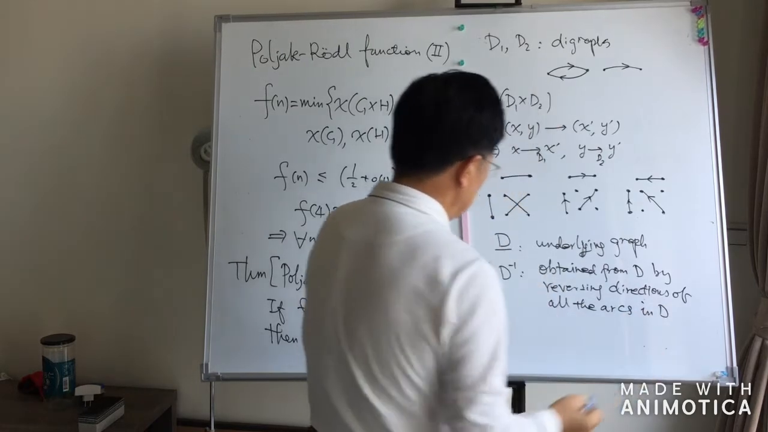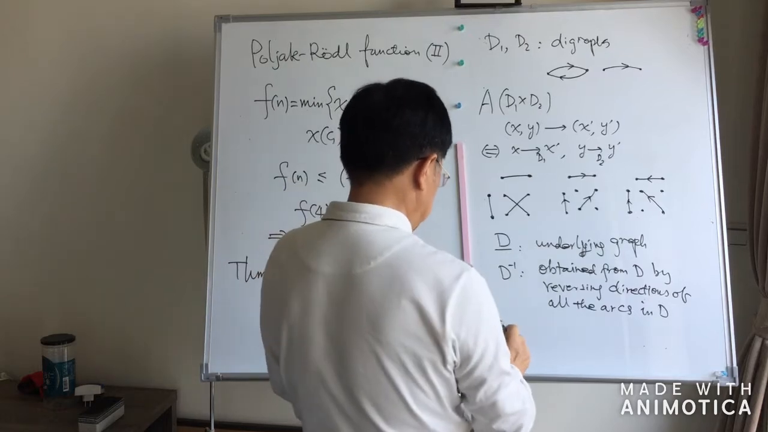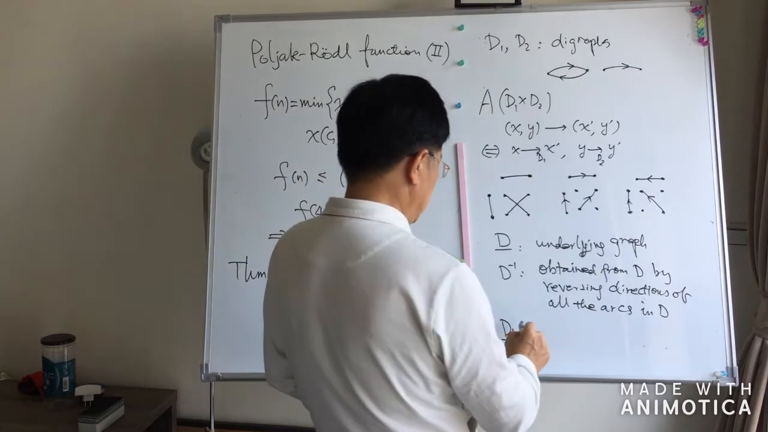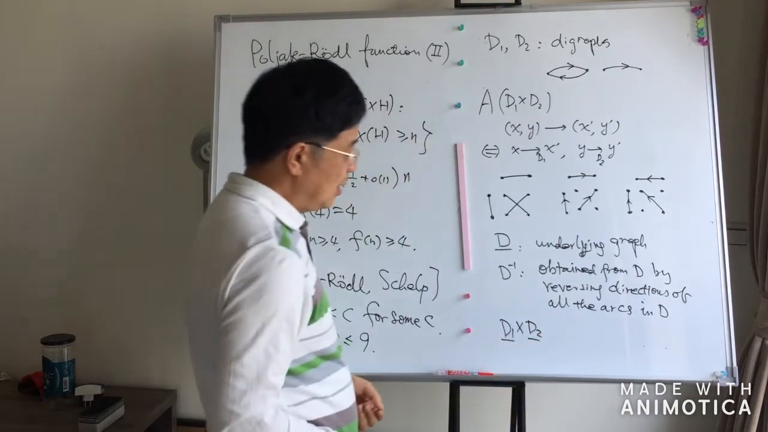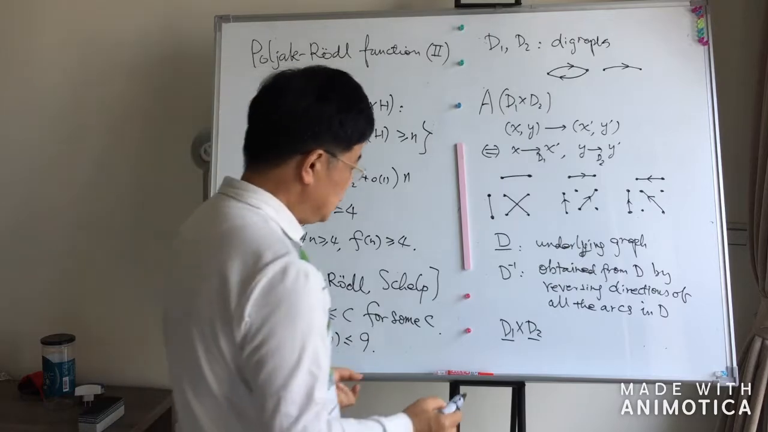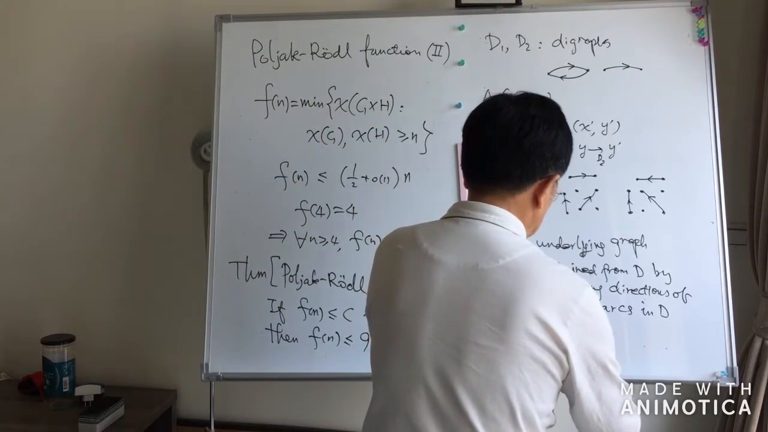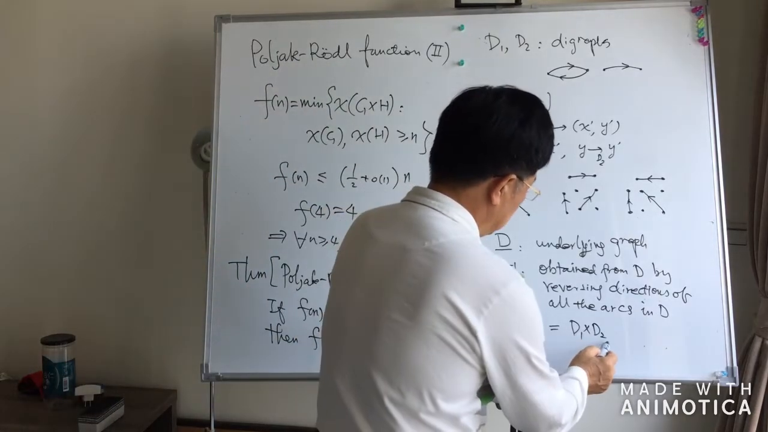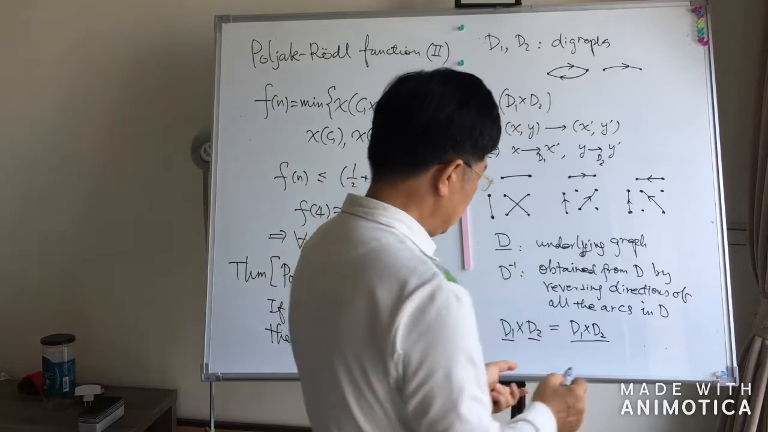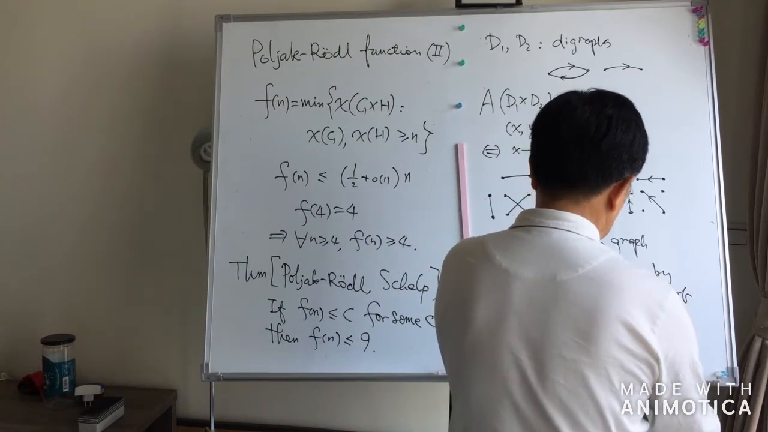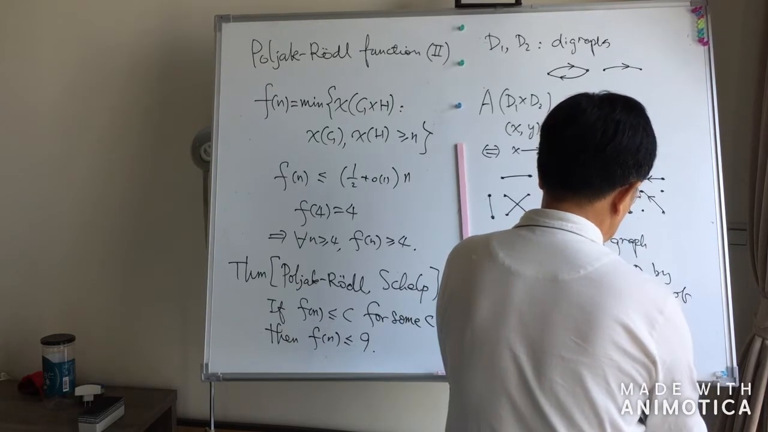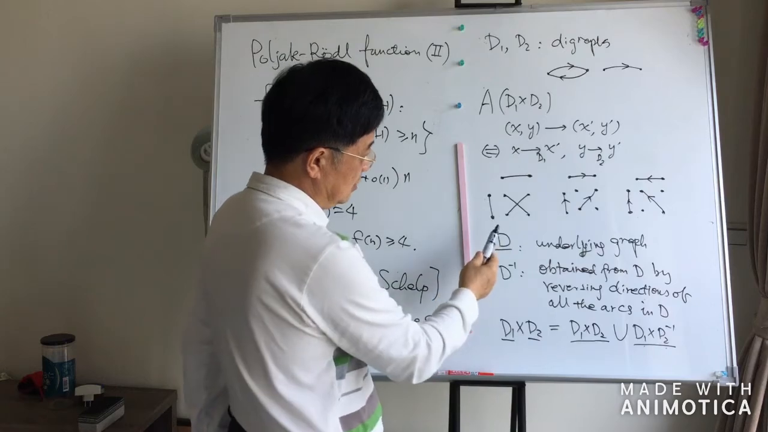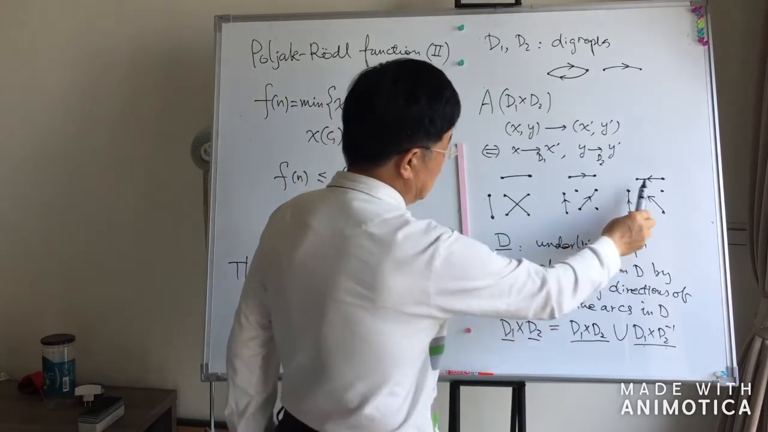Okay. So from this picture, if you take D1, a directed graph, take its underlying graph, so it becomes an undirected graph, and then multiply by D2, this is the product of two undirected graphs. This is actually equal to taking D1 times D2, the product of two directed graphs, and then taking the underlying graph, forgetting the orientation of the arcs, union with D1 times the inverse of D2, again taking the underlying graph. So this is the product of the underlying graphs of these two.